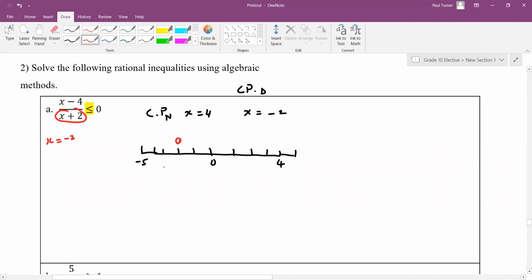So we do an open circle for -2, not allowed. But 4 can be allowed because 4 minus 4 equals 0, and we have an equal sign here. Do you see that? If I put 4 in, this will still be true when x equals 4. If you put 4 in, no problem. You're going to get 0 on the top, so you'll get equals 0. So that's no problem.